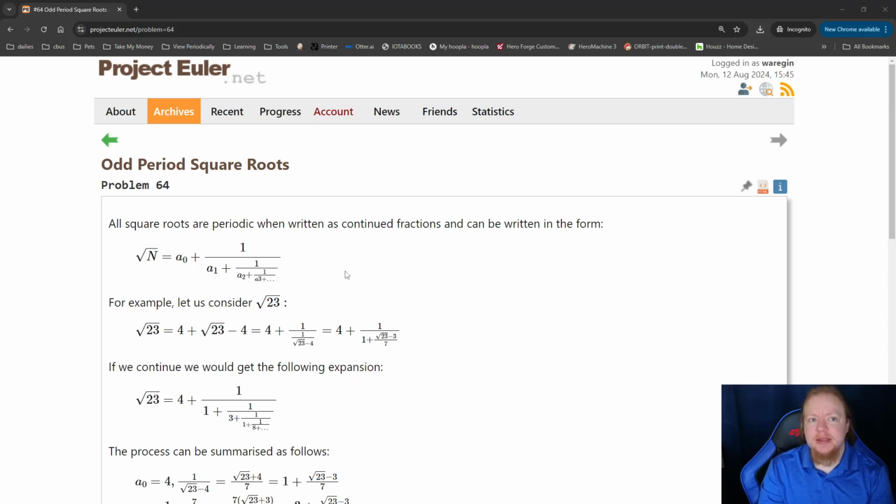Today, we're looking at the 64th Project Euler problem. As always, I will link to the problem and my repo in the description. Let's dive in. Problem 64 is odd period square roots.